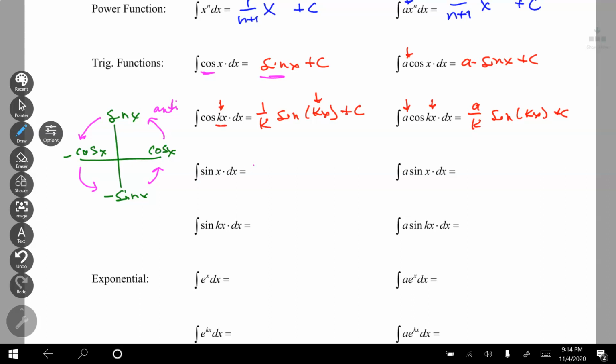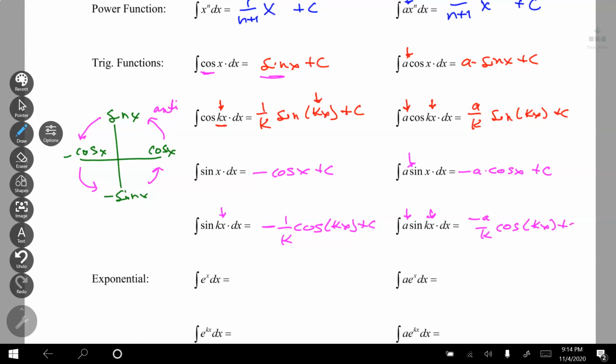Well, let's see. When I do sine, I get negative cosine of x plus c, and a in front gives me negative a times cosine of x plus c. A k here gives me negative cosine of kx plus c, but I need a 1 over k in front, and I have both an a and a k. I get negative a over k cosine of that kx plus c. That argument here of kx cannot change later. That we've established very much with trigonometry.